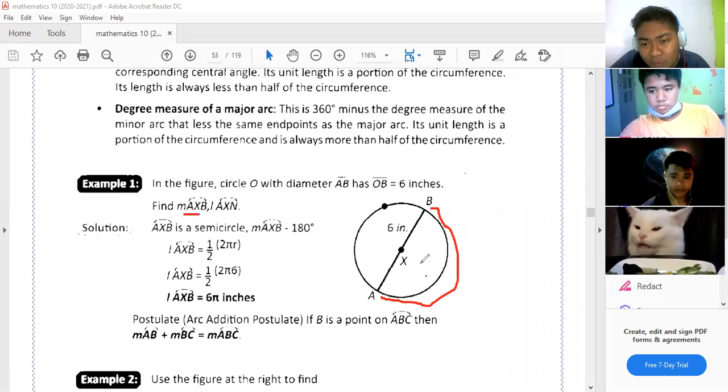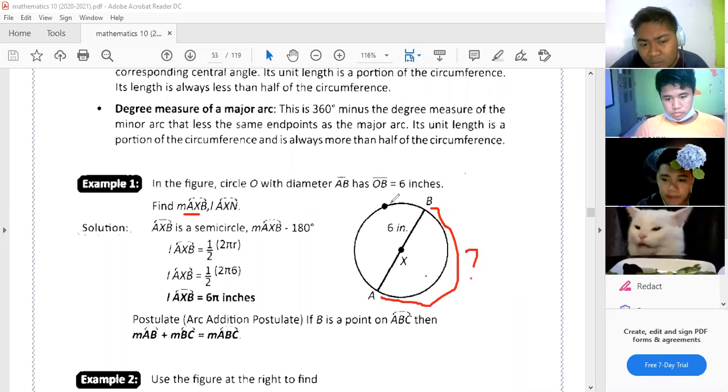So, ito yon. Ilan kaya yan? And, this one, AXN. Ha? Bakit AXN? Parang may mali dito. There is something wrong. So, tingnan natin yung solution niya. I think may mali siya sa pagkakasulat niya. So, ang AXB natin is a semicircle. Therefore, the measure of arc AXB is 180. Tama? Hindi, palitan natin ang example natin. Hindi ko siya naiintindihan. Parang may mali.